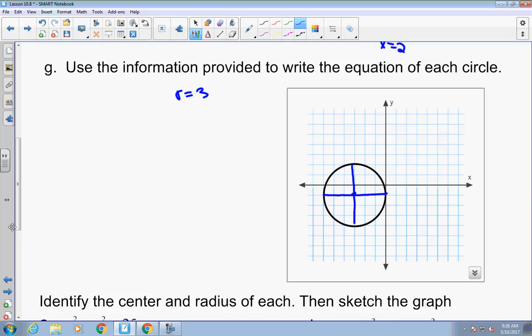From the origin, I have to go 1, 2, 3 to the left and 1 down. So what would the center be? Negative 3, negative 1. And so then I can plug it into my equation because I've now got the center and the radius. So what would that look like? X plus 3 quantity squared plus y plus 1 quantity squared equals 9. Good. This is fun, isn't it?